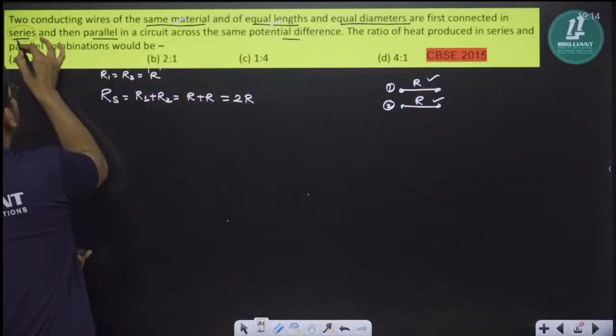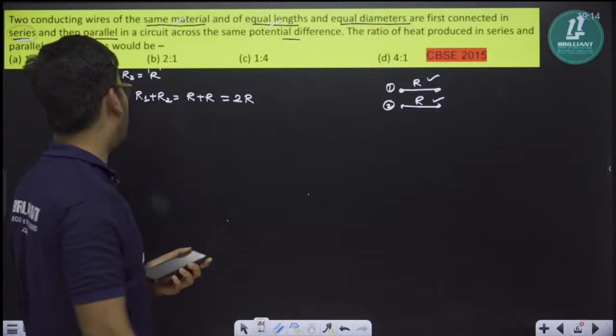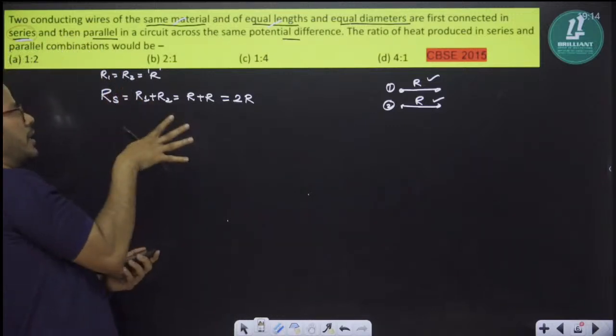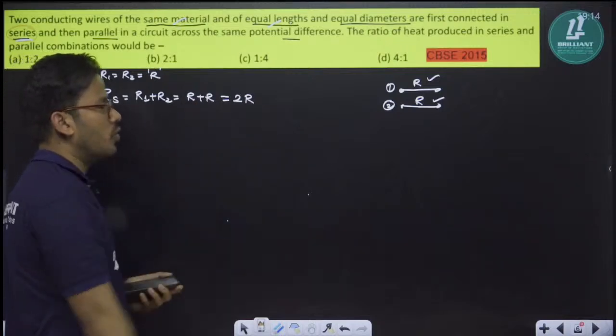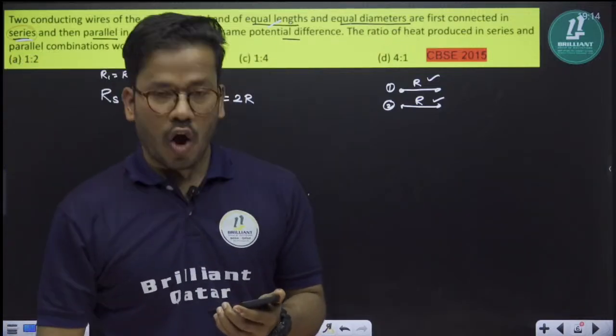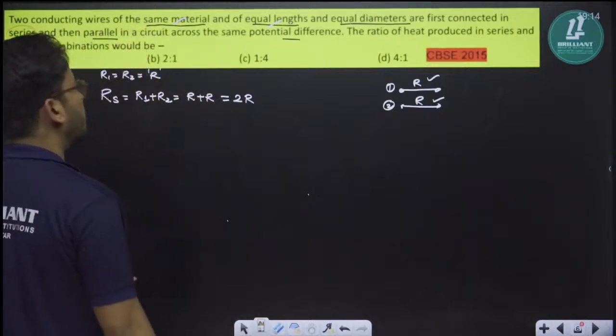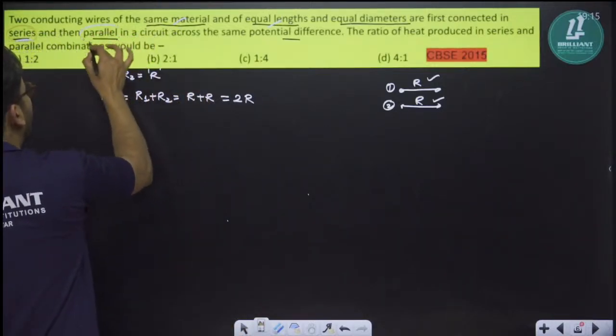So first they're asking us to connect in series. Therefore I connected them in series, and as per series, RS is equal to R1 plus R2. You got R plus R, that is equal to twice R. All right, now what is the next half you have? They're asking us to connect in parallel again.